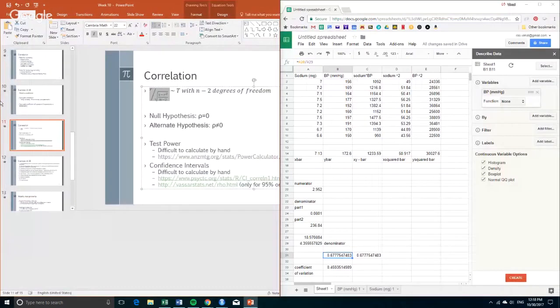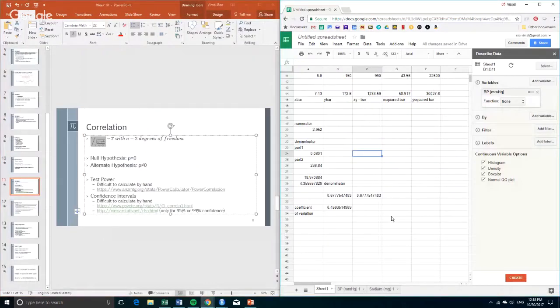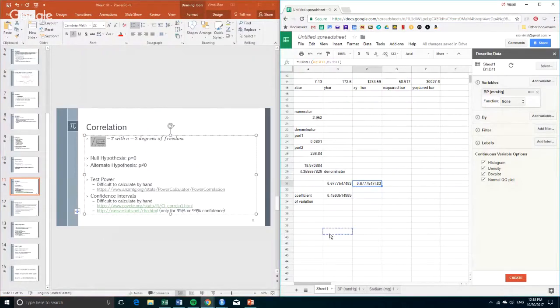So let's go back into Google Sheets. Here is our correlation coefficient. This is what R equals to. So we need R divided by this whole mess. So let's do 1 minus R squared. I'm going to do this in parts. 1 minus R squared equals 0.54. N minus 2 is equal to 10 minus 2, or 8. So I have to divide 1 minus R squared by N minus 2. Then I have to take the square root of that. Then I have to take R divided by the square root of that stuff.